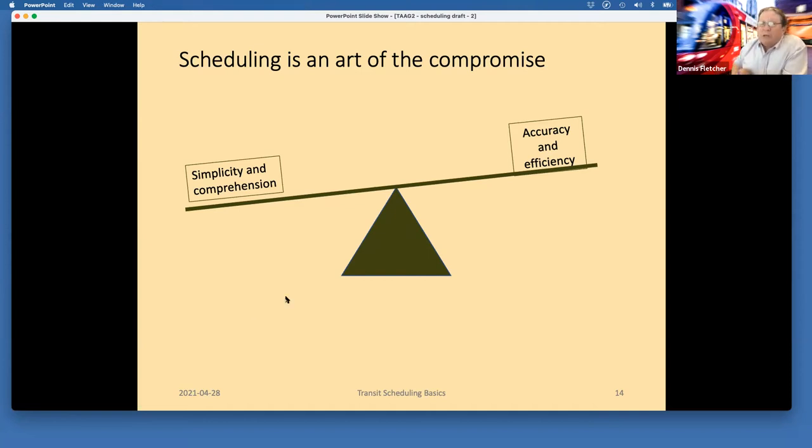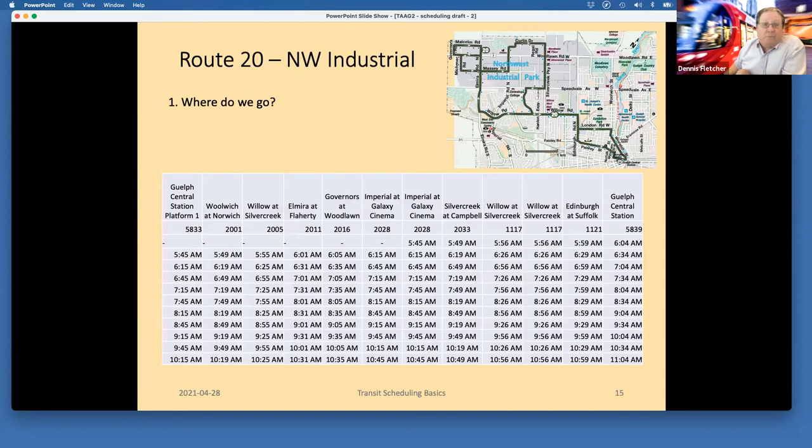So let's take a look at our questions again in the context of a Guelph Transit route. For this example, I've picked the Northwest Industrial Service Route 20. So first of our questions, where do we go? Route 20 operates from the Central Station in downtown up to the Northwest Industrial Park.